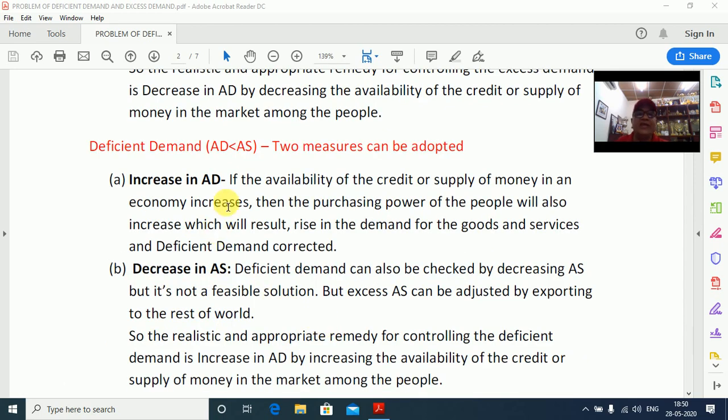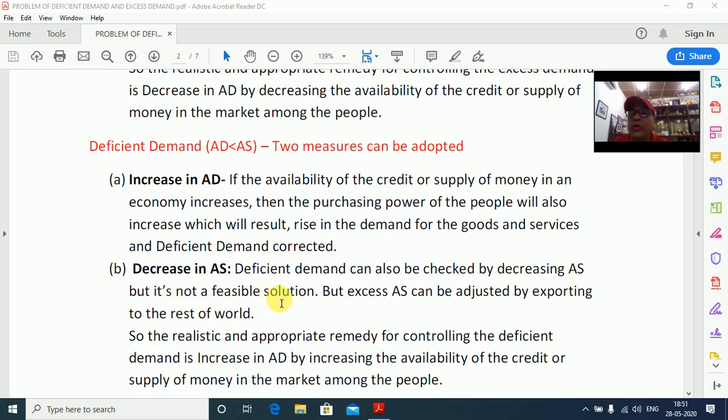The other way is to decrease aggregate supply. If there is a deficient demand, either you increase aggregate demand to correct it, or you decrease aggregate supply. Now, deficient demand can also be checked by decreasing aggregate supply, which is not a feasible solution.